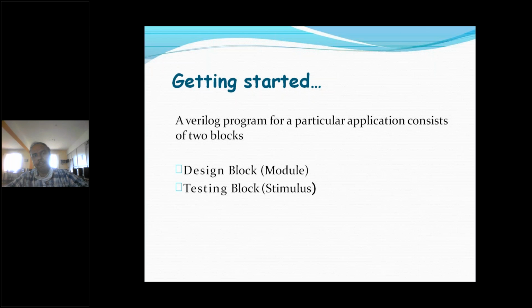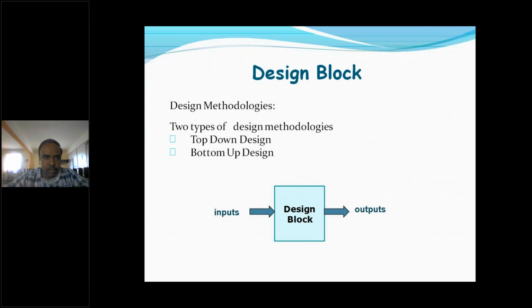A Verilog program for a particular application consists of mainly two blocks: one is the design block and one more is the testing block. For the design block, two types of design methodologies are available: first top-down design, second bottom-up design. For this design block, we need to give the input, and depending on the inputs, it will produce the output.